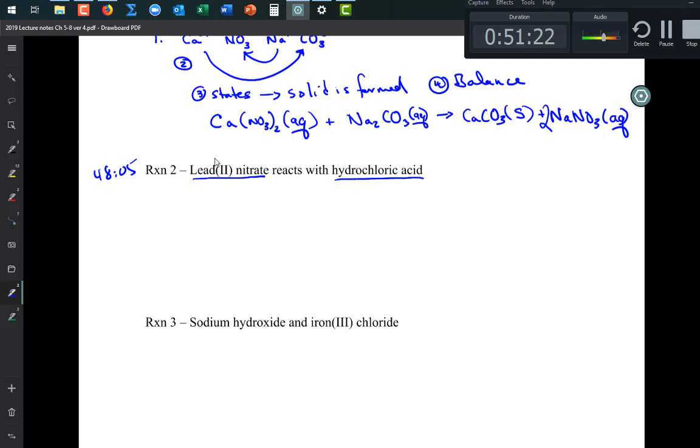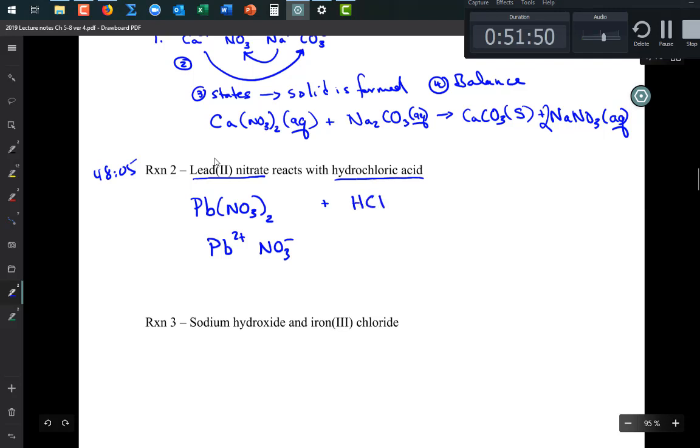Okay, so lead nitrate, what's the formula? Pb(NO3)2, like that. And the ions are, just while we're here, lead 2 plus and nitrate like this, right? And then hydrochloric acid is HCl, yeah. Now, that's H plus and Cl minus.